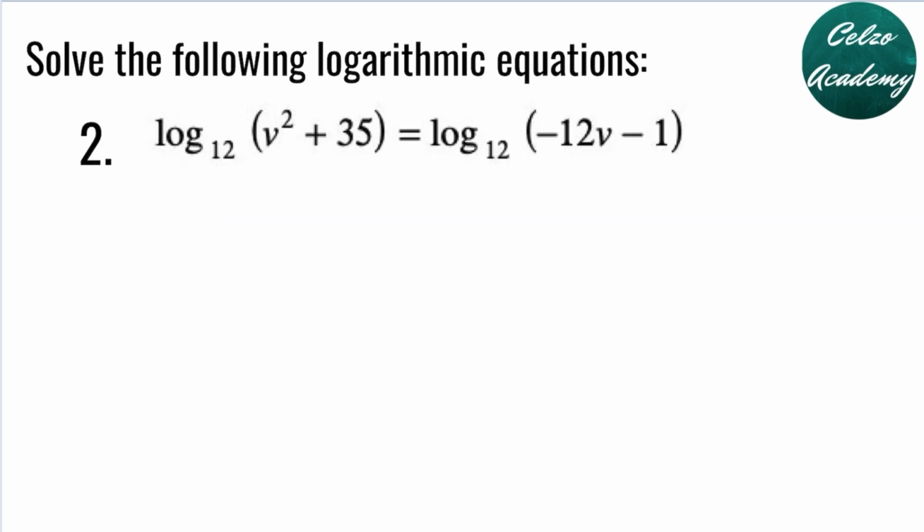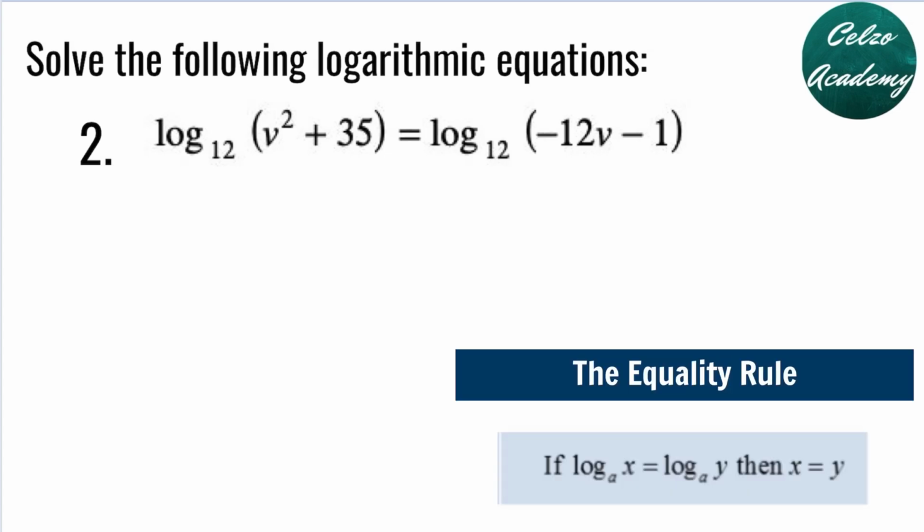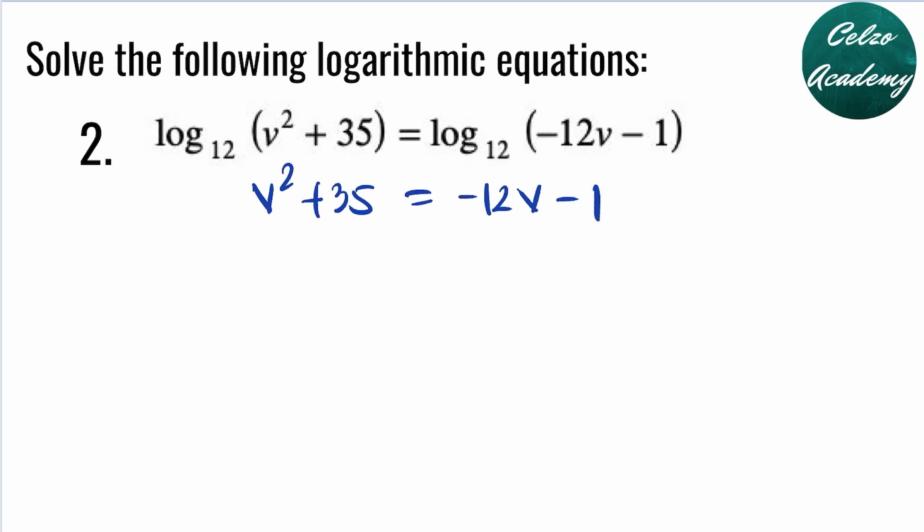Question number 2. Log base 12 of v squared plus 35 equals log base 12 of negative 12v minus 1. For both sides to be equal, the value of v squared plus 35 must be equal to negative 12v minus 1. Writing this in standard quadratic equation, we need to add 12v and plus 1 to both sides. And we will have v squared plus 12v plus 36 is equal to 0.